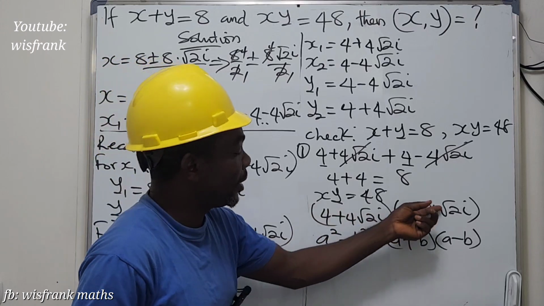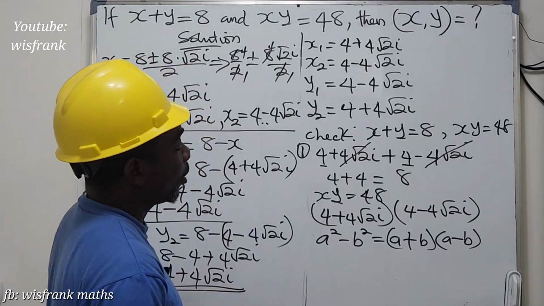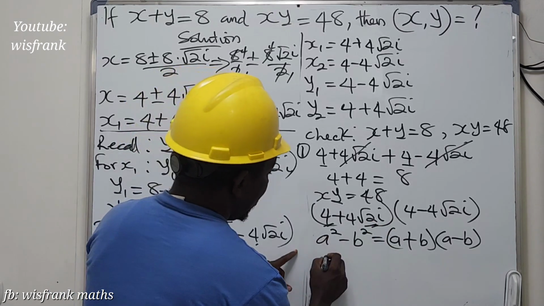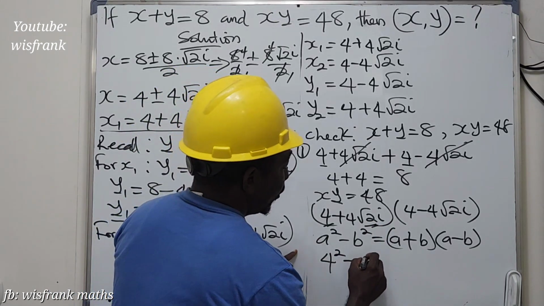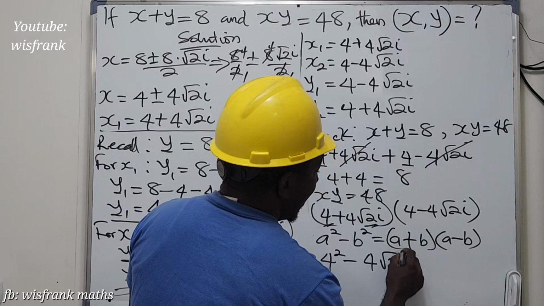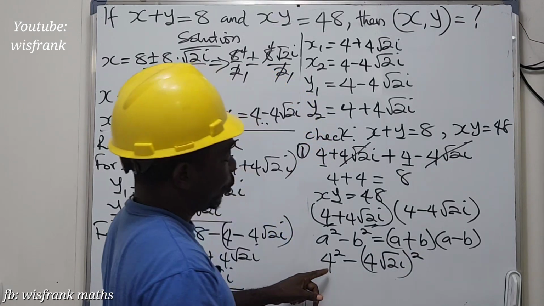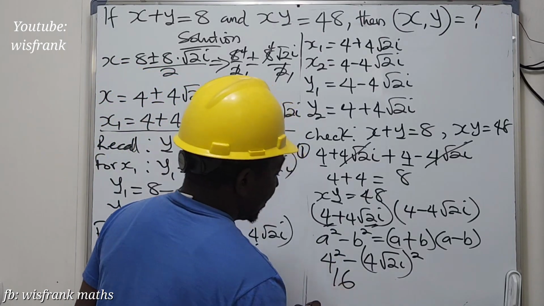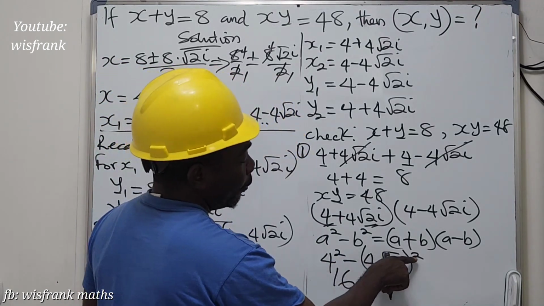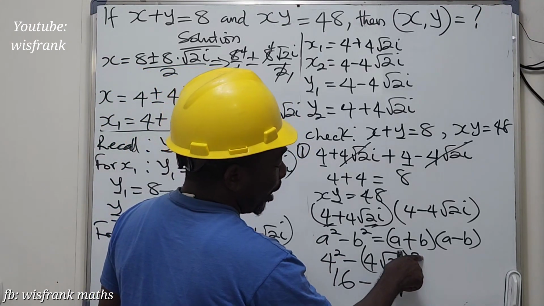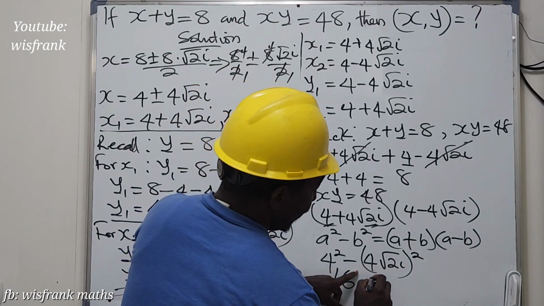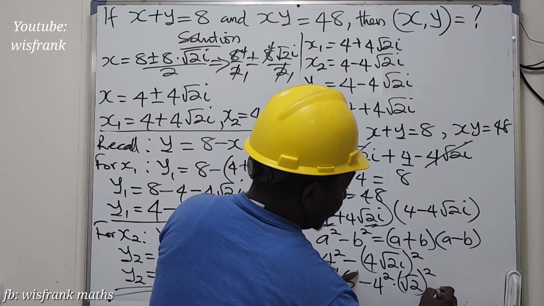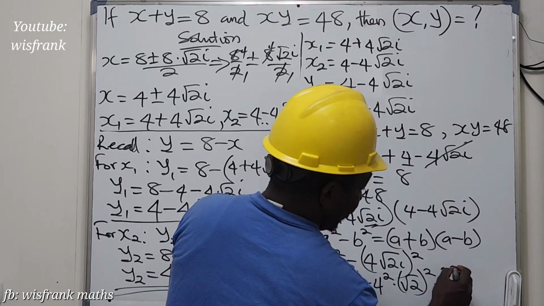We are going to express this in this format. So this will become, and here our value of a is this, and our value of b is this. So it's going to be 4 to the power of 2 minus 4 root 2i all to the power of 2. So this is what we have. So 4 to the power of 2 is 16. So we have here minus, when we have 4 root 2i to the power of 2, this will be 4 to the power of 2 times root 2 all to the power of 2, then times i to the power of 2.